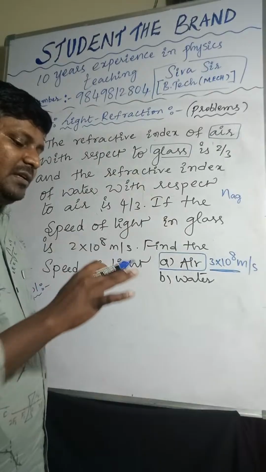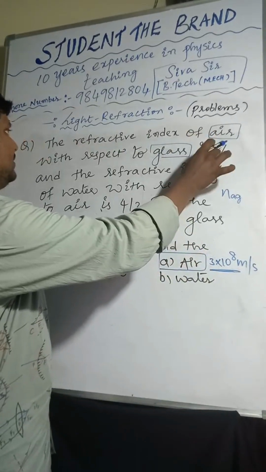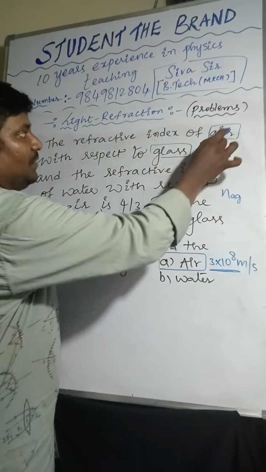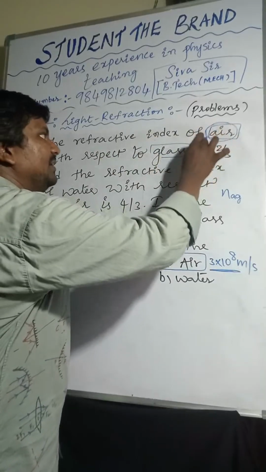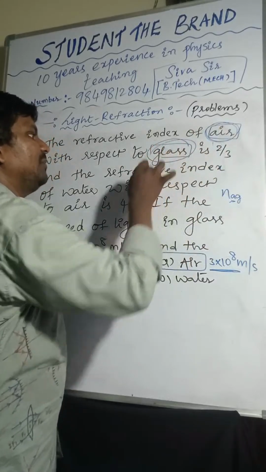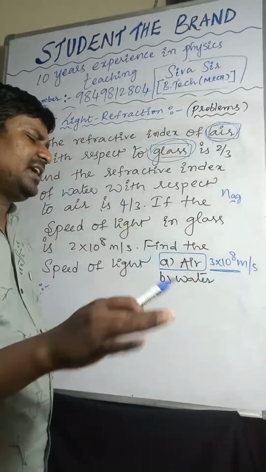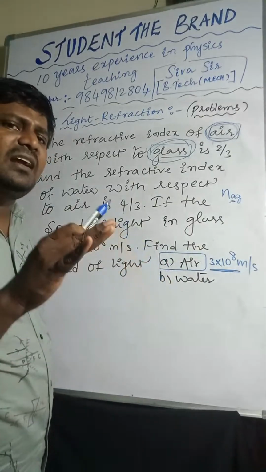Without any second thought, only one thing: the refractive index of air with respect to glass. Whatever medium comes first, you write first. Whatever the second medium is, that one you write next. That's enough. Fix it. These are the standards.